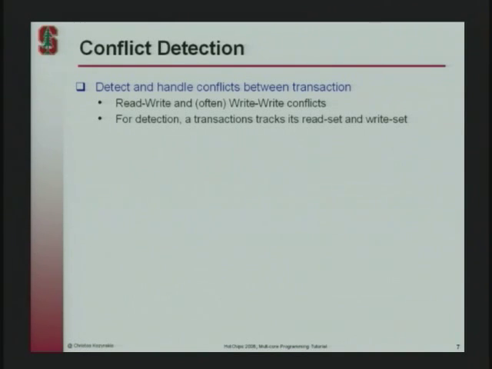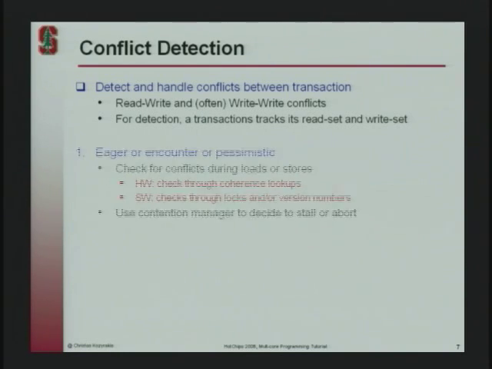The way that we do this is by tracking the read set and the write set for transactions. So we track everything they read, everything they write. We compare read sets and write sets, and we find dependencies. So again, there are two approaches. The one is called pessimistic. And the basic idea is that as you do these loads and stores, you do checks. If you find that there is a dependency between two transactions, then you have to use some contention manager, some policy, to decide what to do. You may abort one of the transactions. In some cases you can even stall.